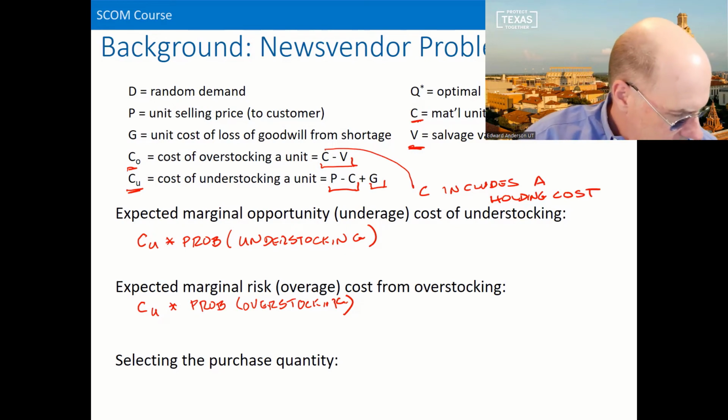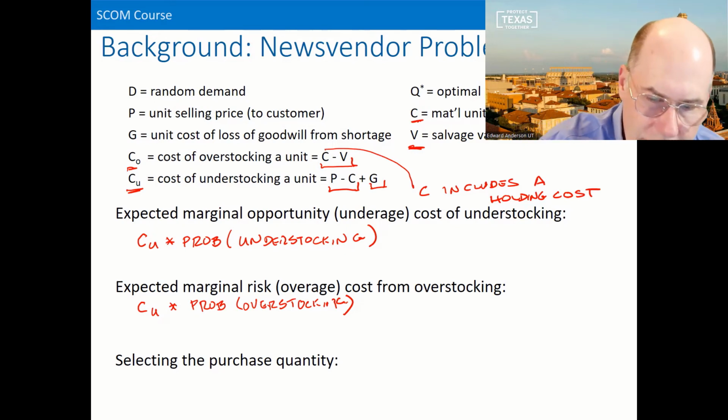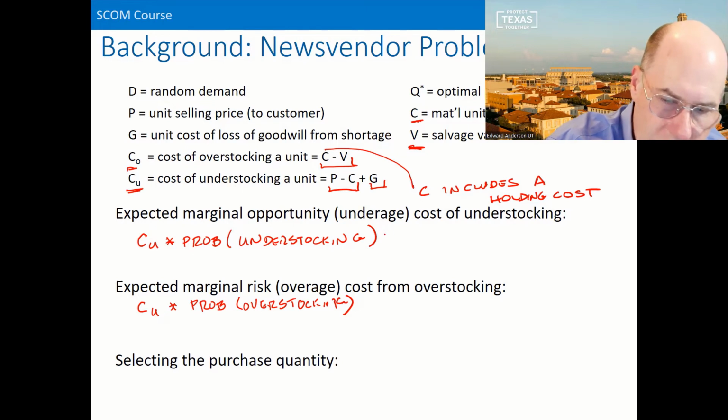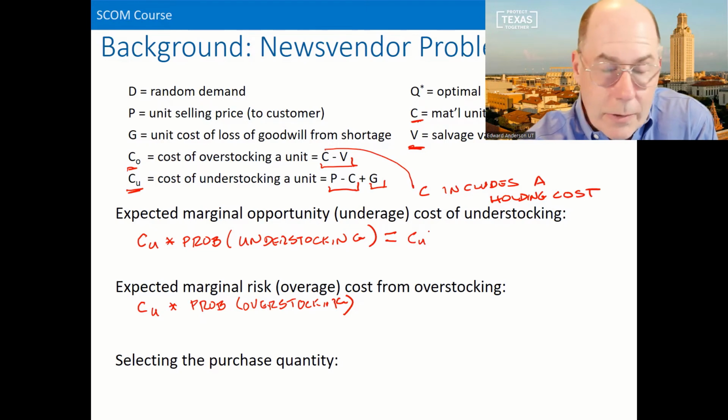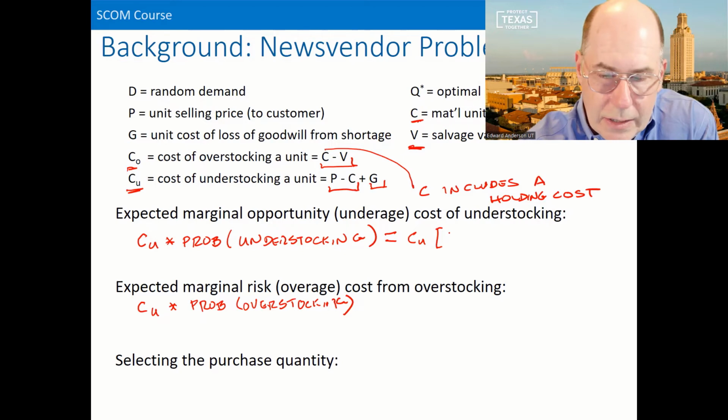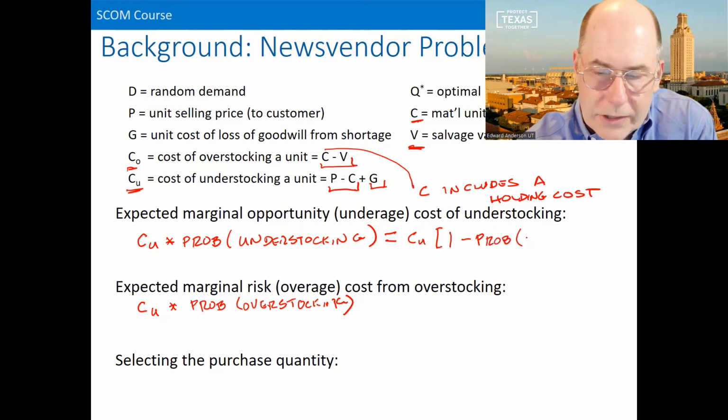So to get that, we need to do a little transformation. This is not a big one, but you may remember when you're looking at probabilities that 2 binary probabilities, when one has to occur or the other, are going to add up to 1. And so the probability of understocking is 1 minus the probability of overstocking.